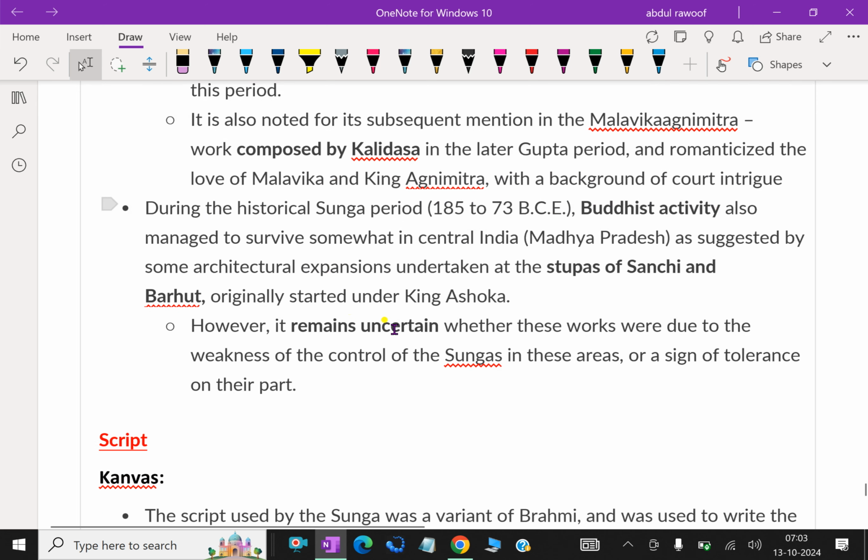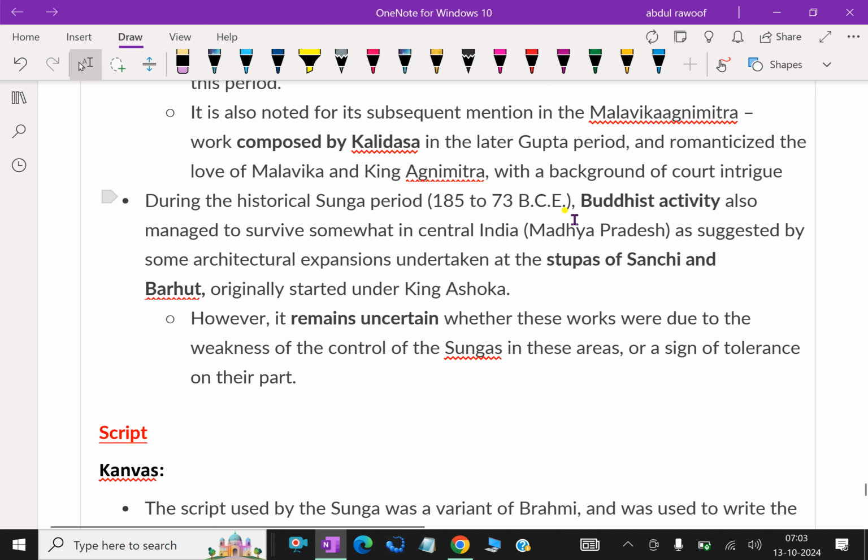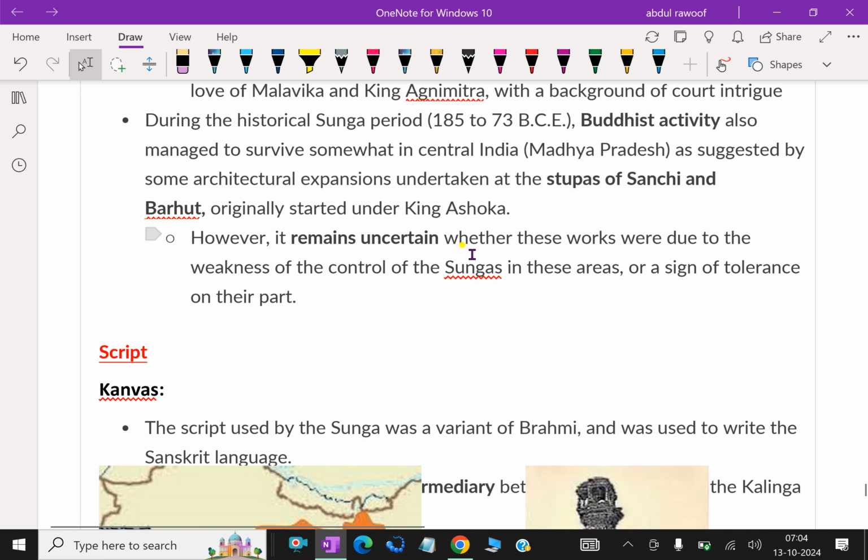During the historical Shunga period, that is 185 to 73 BCE, Buddhist activity also managed to survive somewhat in central India, that is Madhya Pradesh, as suggested by some architectural expansions undertaken at the stupas of Sanchi and Barhut, originally started under King Asoka. However, it remains uncertain whether these works were due to the weakness of the control of the Shungas in these areas or a sign of tolerance on their part.